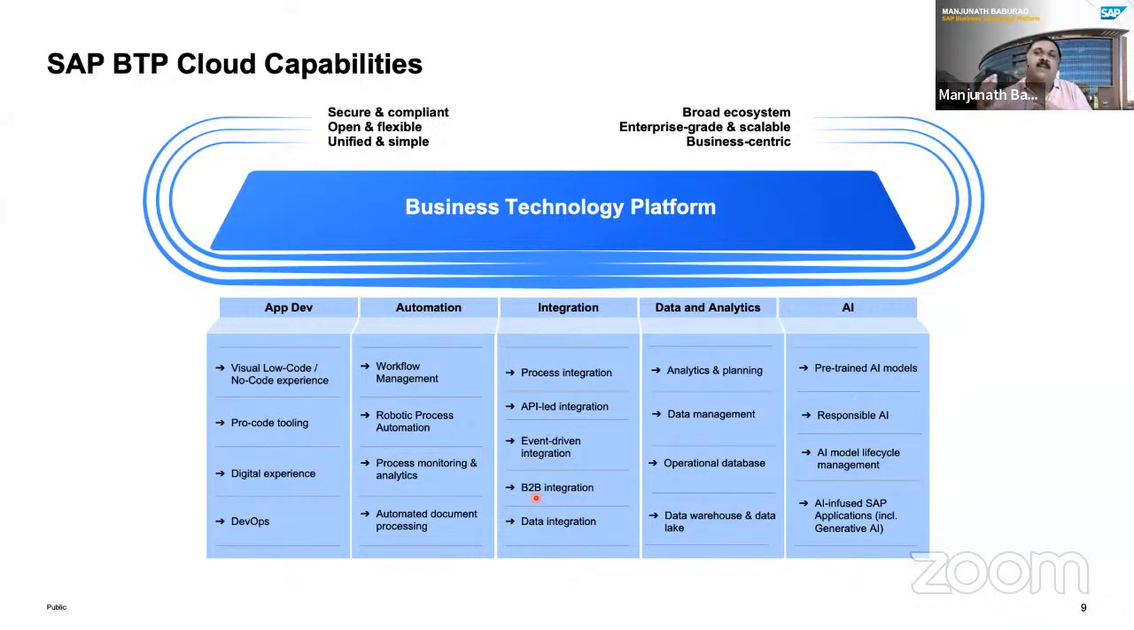But on top of that, we also have capabilities which can help you do analytics, business intelligence, or even planning kind of capabilities. Last but not the least, there is the AI, where we give you 3 levels of AI, which I will get to in the upcoming slides.